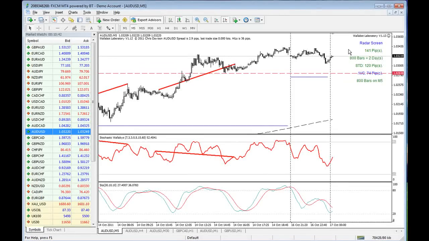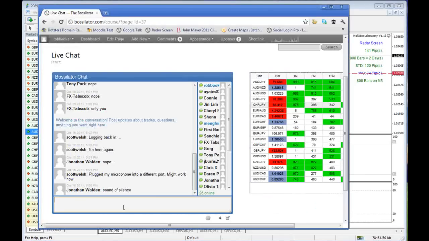We could look for higher highs on price and lower highs on an oscillator. That would be another way of producing divergence, excuse me, of producing a sell trade on the Australian dollar, US dollar, all of which have a tight stop loss and a somewhat large profit target.